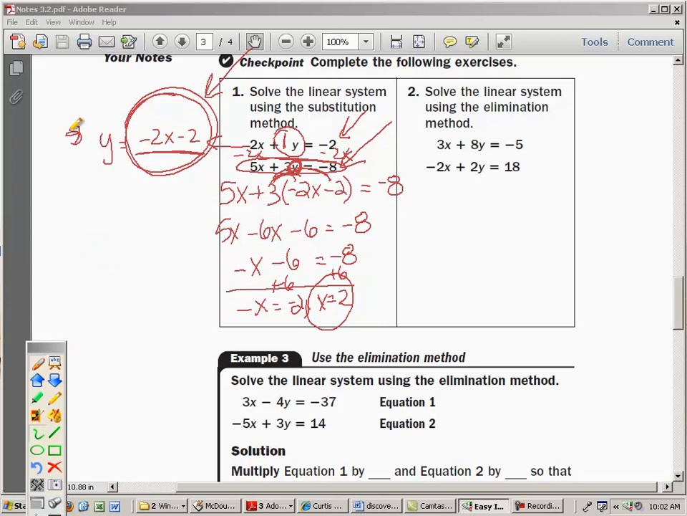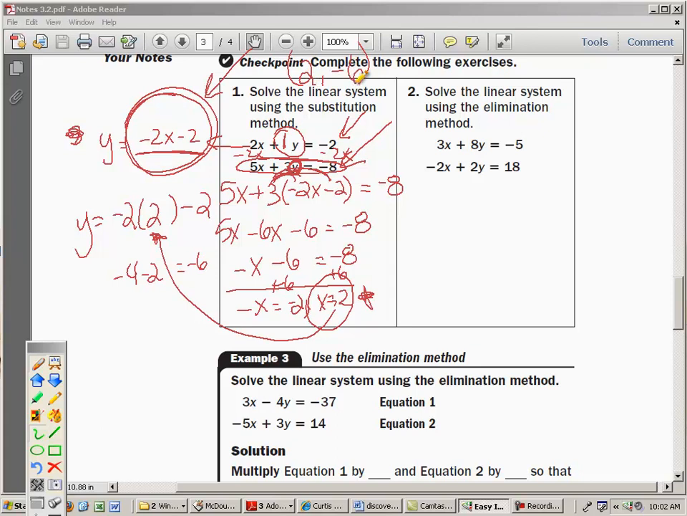Now since this one's already solved in terms of y, I can simply say y equals negative 2 times x, which we said is 2, minus 2. And again, I apologize for all the 2's there, but this 2 right here is the x that we found in this step over here. Negative 2 times 2 is negative 4, minus 2 more is negative 6. And so the solution for this one is the point x is 2, y is negative 6.